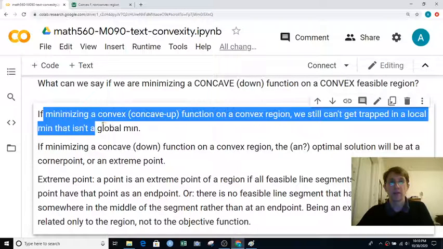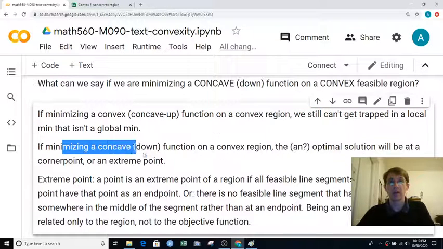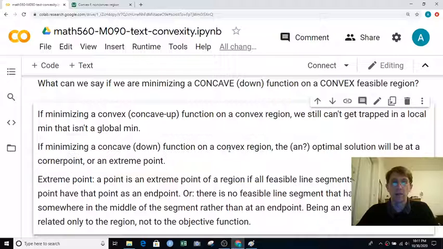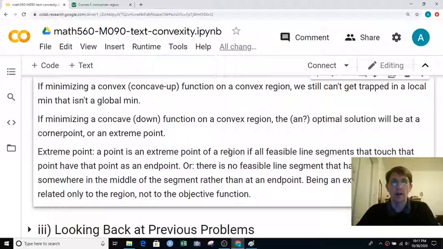So, minimizing concave up functions, no local minimums. Minimizing concave down functions on a convex feasible region, the optimal solution will be at a corner point or an extreme point, and we can get, and often do get, local mins, local optima that aren't global. So those are two good things to know about. And in the next video, we'll look back at some previous problems.